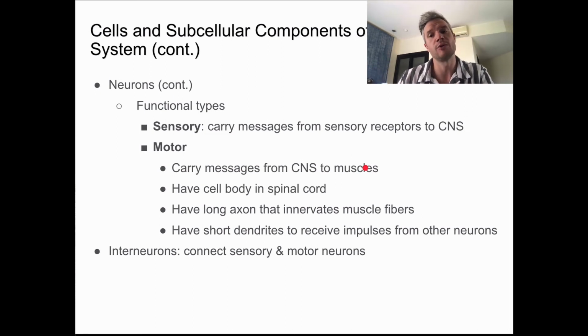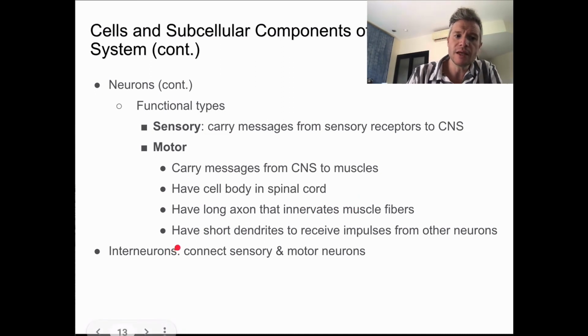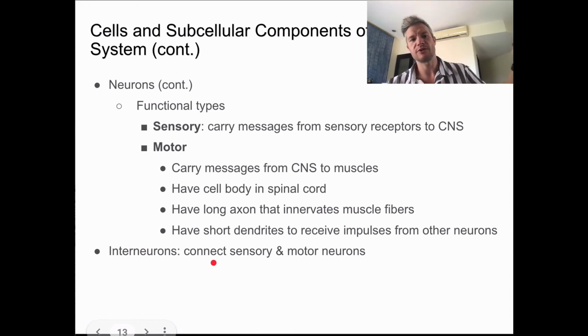And that's through something called motor neurons. They have a cell body in the spinal cord, but a very, very long axon that reaches out to the muscle fibers themselves. And so they have really short dendrites to receive information, again, primarily closest to the spinal cord. There are some supporting neurons called interneurons, which connect essentially sensory information from one component to motor neurons in the other part of our nervous system.